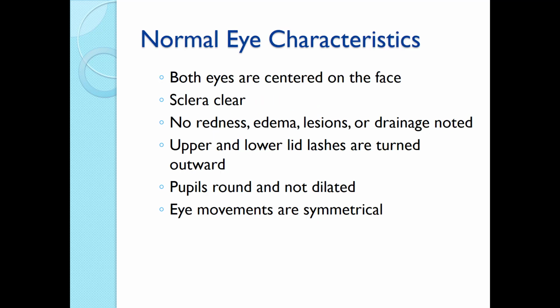When we talk about normal eye characteristics, both eyes are centered on the face. The sclera, which is the white part of the eye, is nice and clear, with no trauma, abrasions, or abnormal coloring. There's no redness, edema, lesions, or abnormal drainage coming from the eyes. The eyelashes are turned outward. The pupils are equal and round, reactive to light, they accommodate, and they move symmetrically.